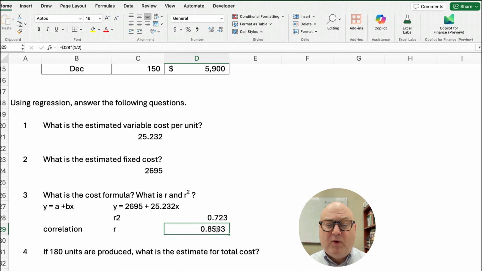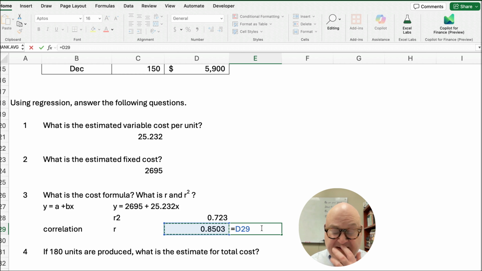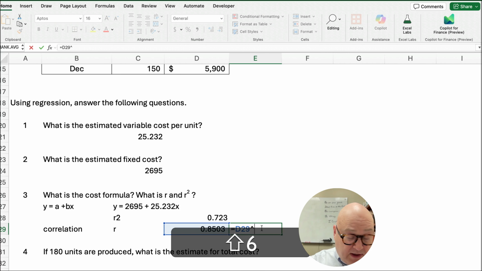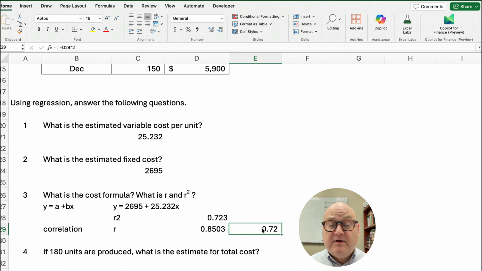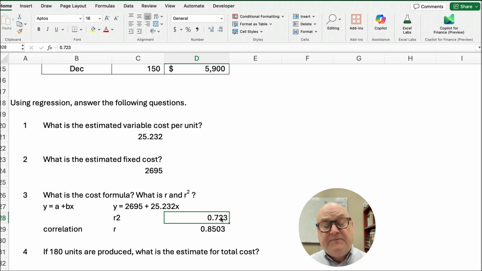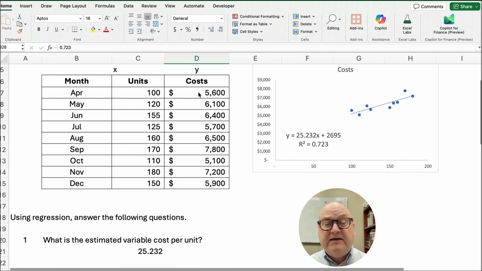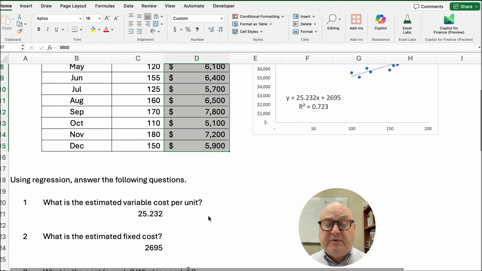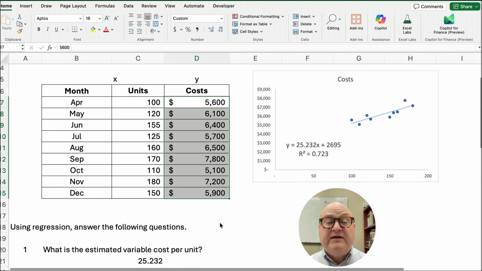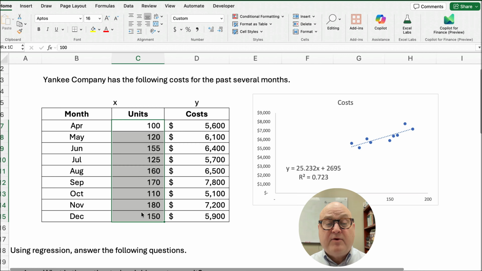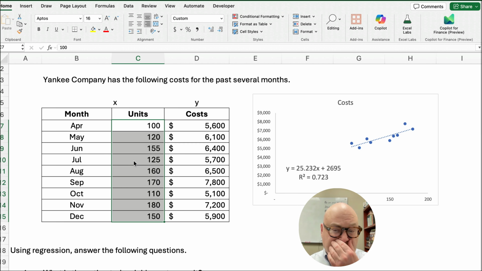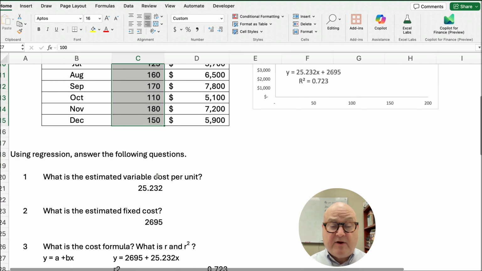And so if you take 0.85 times 0.85, let's check our work, make sure this to the second power, right, squared, that should equal 0.723, right? So we did our math right. And this says all the variability we see in the cost, we explain about 72% of what's going on just by knowing the number of units. Okay, so this is a good model to explain our fixed costs and variable costs.